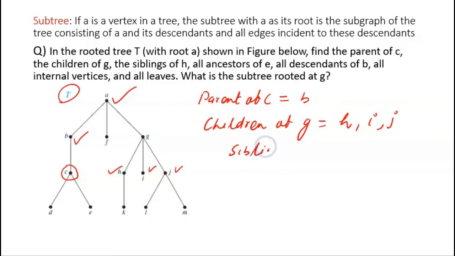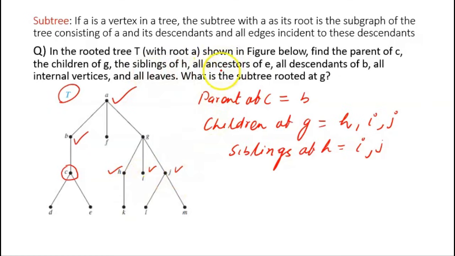So these are all terms in the English language as well. What are the siblings of H? Where is H? H is this vertex, so their siblings are I and J. What do you mean by sibling? Because H, I and J have their parent as G, so they are the children of the same parent, so that is why they are siblings.